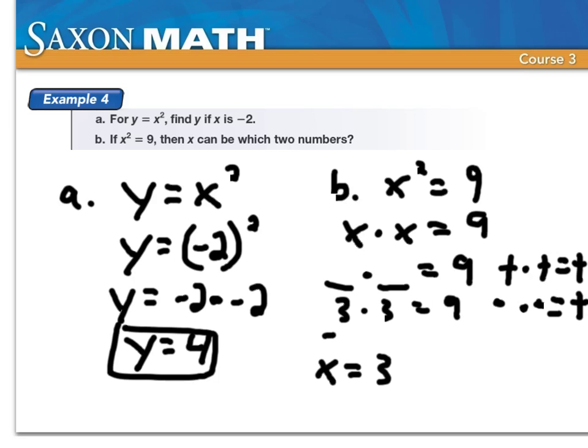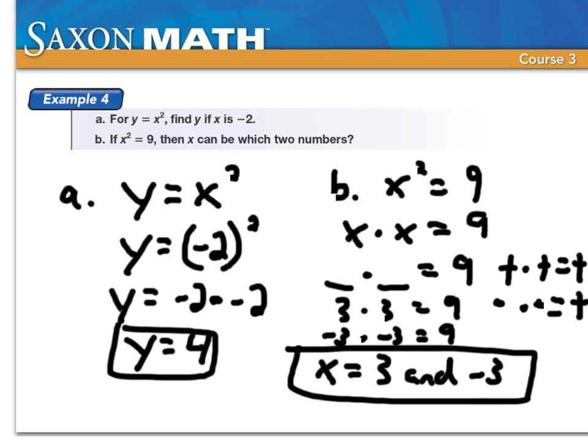So that means that negative 3 times negative 3 is also going to give me positive 9. Because 3 times 3 is 9, and a negative times negative is a positive. So x can equal 3 and negative 3. Because I can take a positive times a positive to get a positive, and I can also take a negative times negative and get a positive. Okay, let's keep moving on.